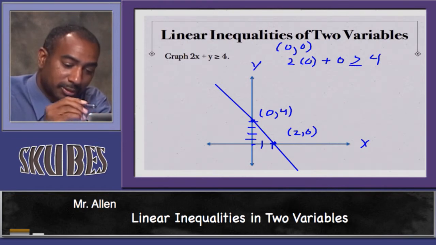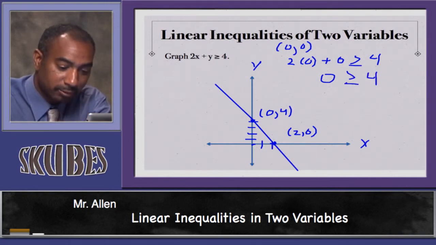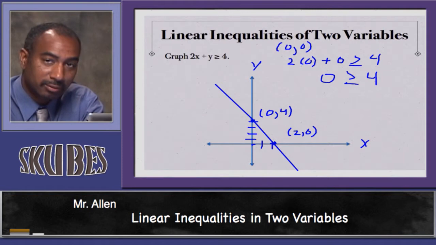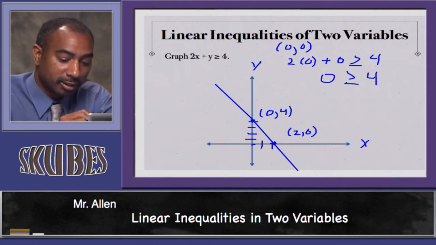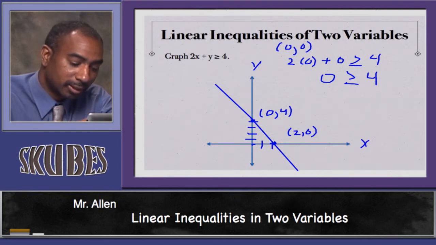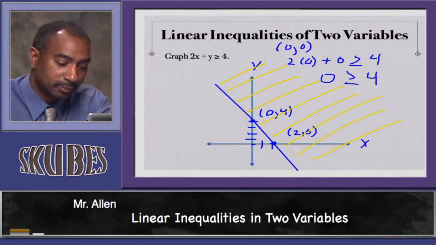So we know that 2 times 0 is 0, 0 plus 0 is 0. So is 0 greater than or equal to 4? Well, 0 is not greater than 4. So that's going to be false, and 0 is certainly not equal to 4. So you're going to shade everything above the line. So everything up here is a solution to this inequality.